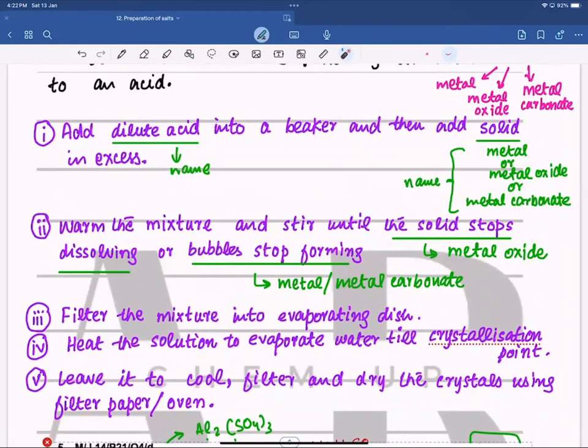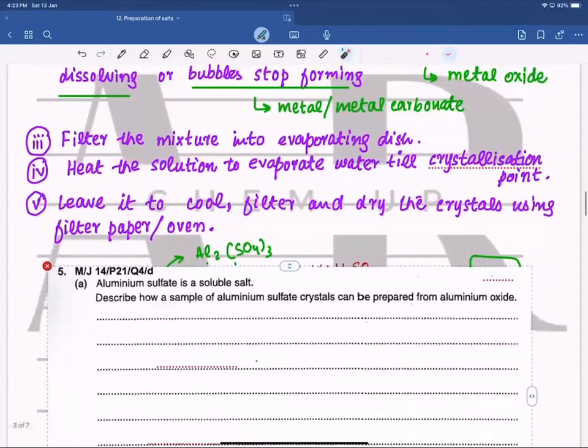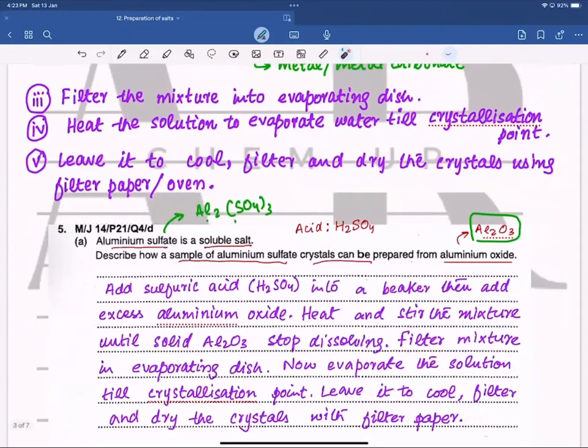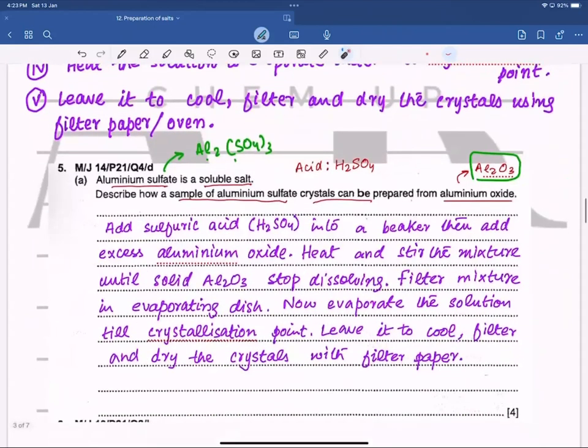Now there is no need to write bubbles stop forming, because there is no metal carbonate, we have a metal oxide. So we will write it till dissolving. Then the next three steps will be the same. Is it clear? Yes, sir. Khatija and Aisha? Okay, so see, I have written the method. Now write the question and then note the answer quickly.